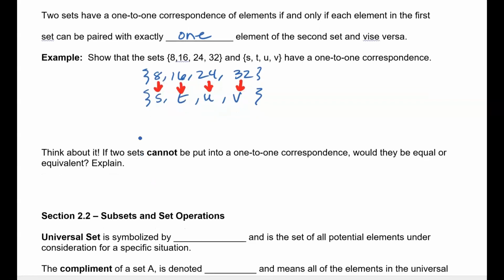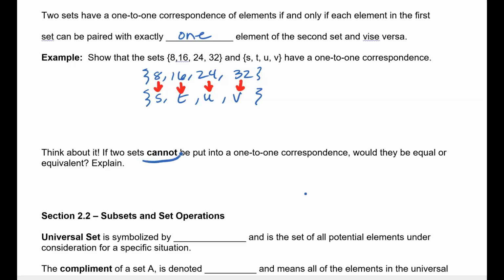And then let's think about it. If two sets cannot be put into one-to-one correspondence, would they be equal or equivalent? Explain. So two sets cannot be put into one-to-one correspondence. So what would that look like?